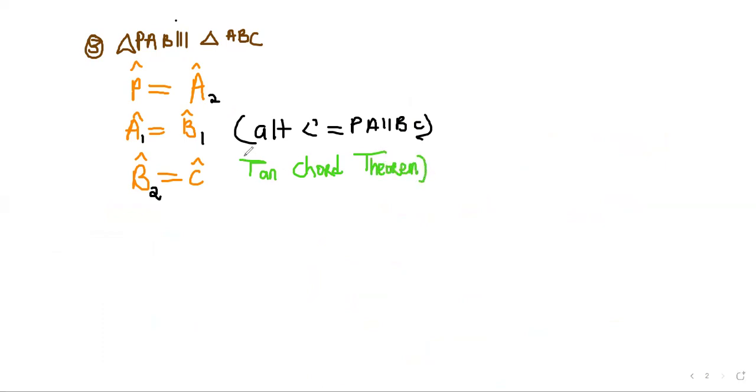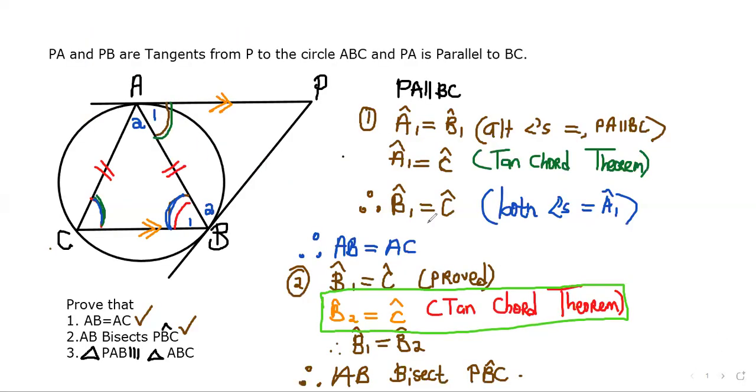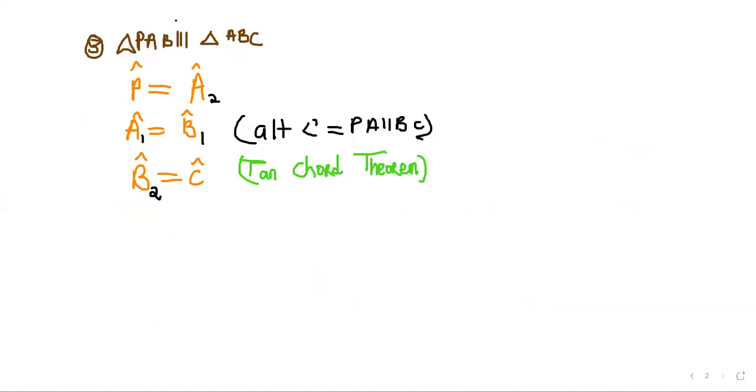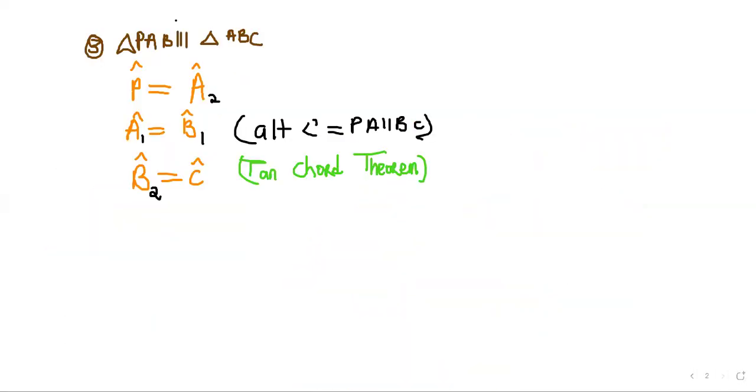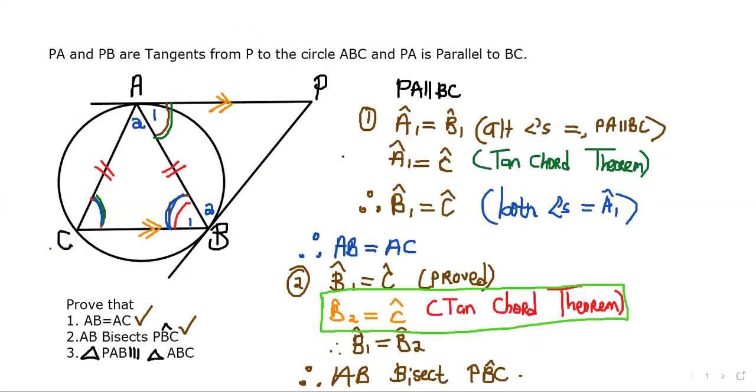Then after writing tan-chord theorem, we are doing this because each and every statement should be accompanied by the reason. The moment you write the statement, it should be accompanied by the reason, right? So now let's check what's going to happen with regards to angle P and A2. So angle P is equal to A2. There's no reason with regards to you looking at those angles. Angle P, which is this one, is equal to A2, which is that one.